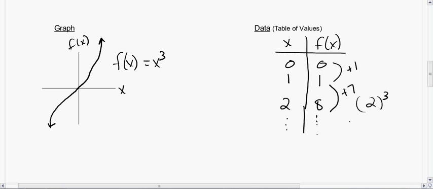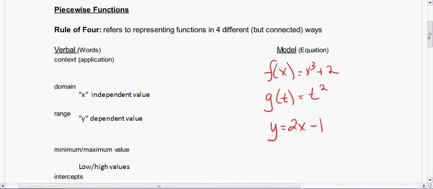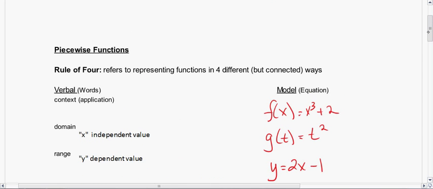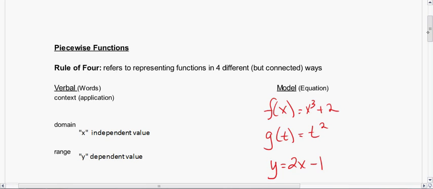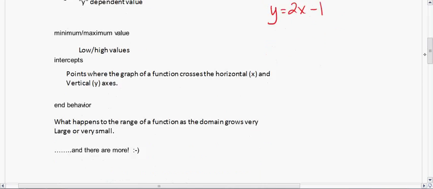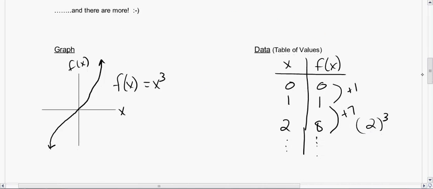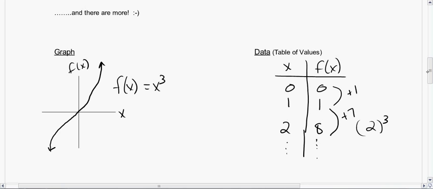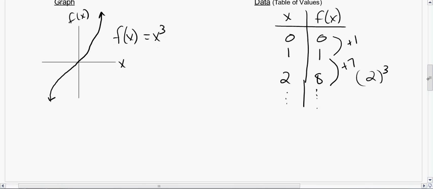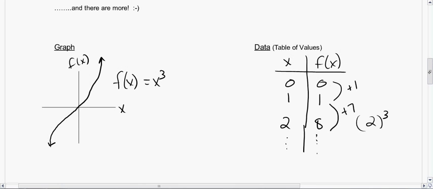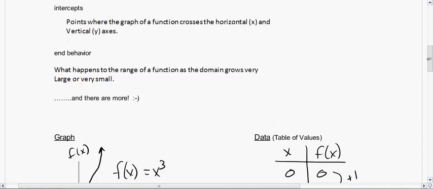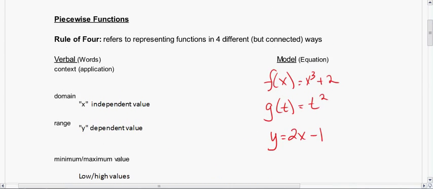So that's what the rule of 4 is. Being able to describe a function in words, using a model or an equation, using a graph, and using a table of values. And your job over the course of this course is to learn how to go back and forth between those 4 parts pretty easily.